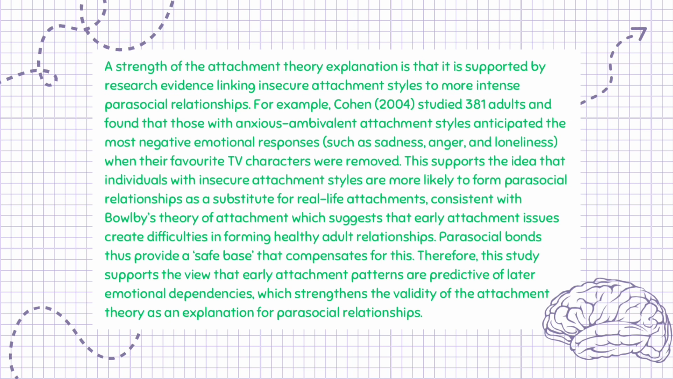A strength of the attachment theory explanation is that it is supported by research evidence linking insecure attachment styles to more intense parasocial relationships. For example, Cohen, 2004, studied 381 adults and found that those with anxious ambivalent attachment styles anticipated the most negative emotional responses, such as sadness, anger, and loneliness, when their favorite TV characters were removed. This supports the idea that individuals with insecure attachment styles are more likely to form parasocial relationships as a substitute for real-life attachments, consistent with Bowlby's theory of attachment, which suggests that early attachment issues create difficulties in forming healthy adult relationships. Parasocial bonds thus provide a safe base that compensates for this. Therefore, this study supports the view that early attachment patterns are predictive of later emotional dependencies, which strengthens the validity of the attachment theory as an explanation for parasocial relationships.